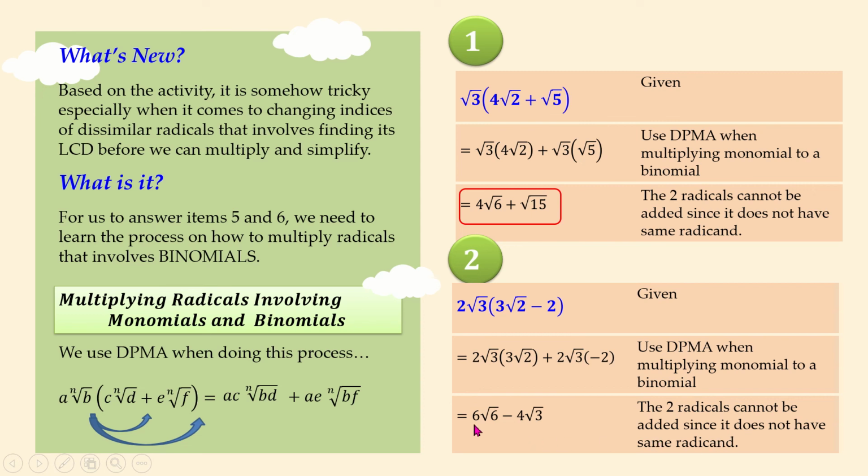The 6 and 4 outside cannot be subtracted because the numbers inside the radical symbol are not the same, which are 6 and 3. They have the same index, which is index 2, but their radicands, 6 and 3, differ, so it is not possible. So therefore, same with the number 1 example, it stays the same.